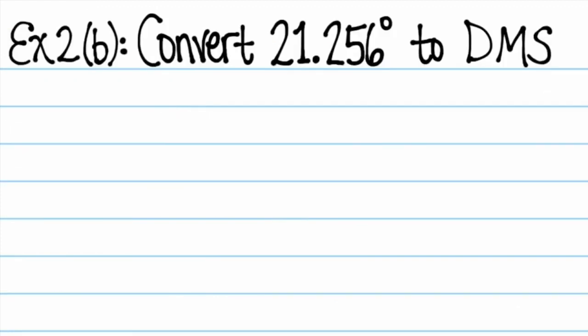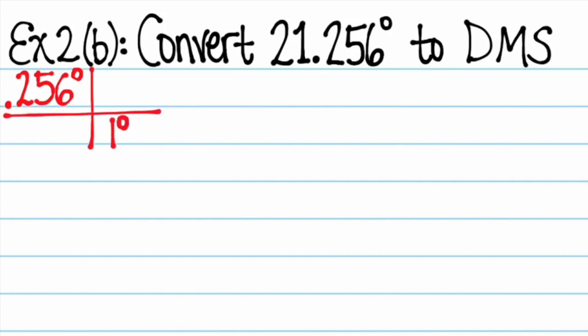In this example, we're going to be converting a degree measure of 21.256 degrees to degrees, minutes, seconds. Pay attention to how this differs from the last example, and also pay attention to how it's similar. We're going to start all the way to the right with the 0.256 degrees. That's how it's similar. 1 degree is equal to 60 minutes, and we want degrees to cross out. 1 degree goes on bottom, so in this case, we multiply by 60 minutes.